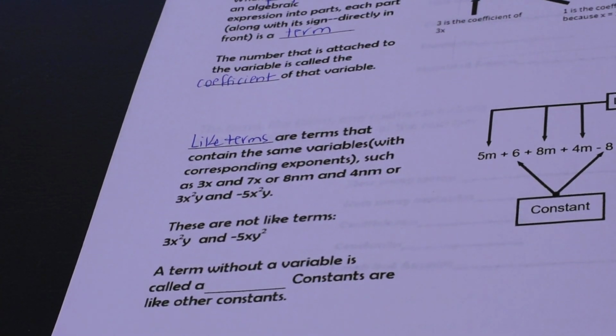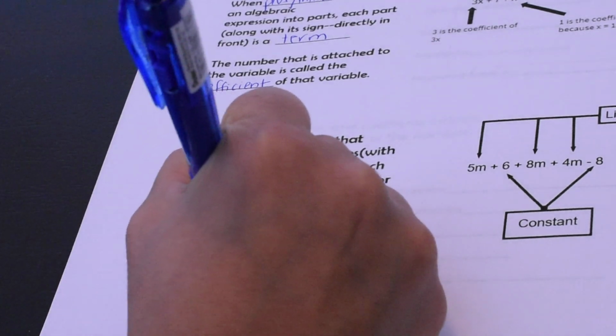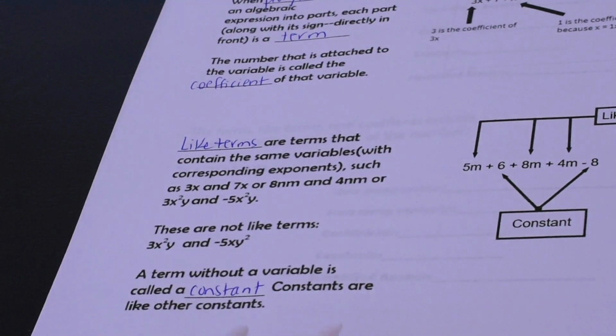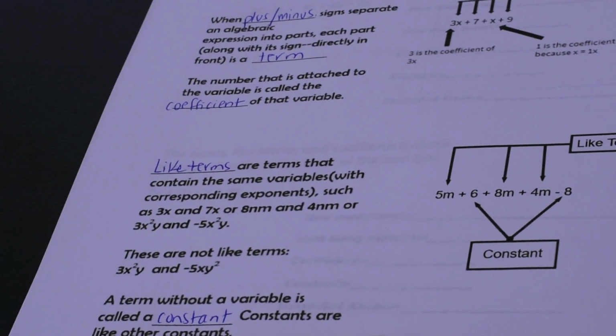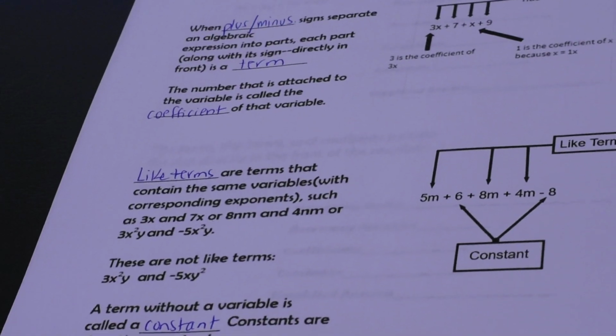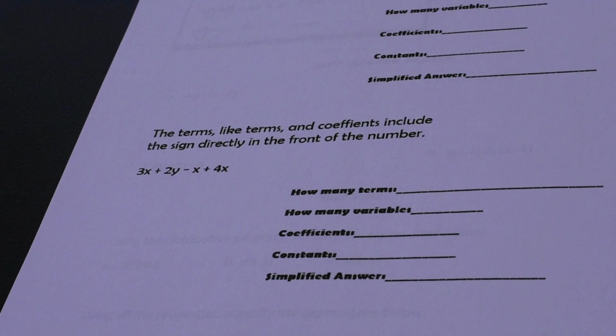A term without a variable is called a constant. So that just means a number. If you just see a number, no letters with it, it's a constant, all right? Easy peasy lemon squeezy. All right, so let's review.